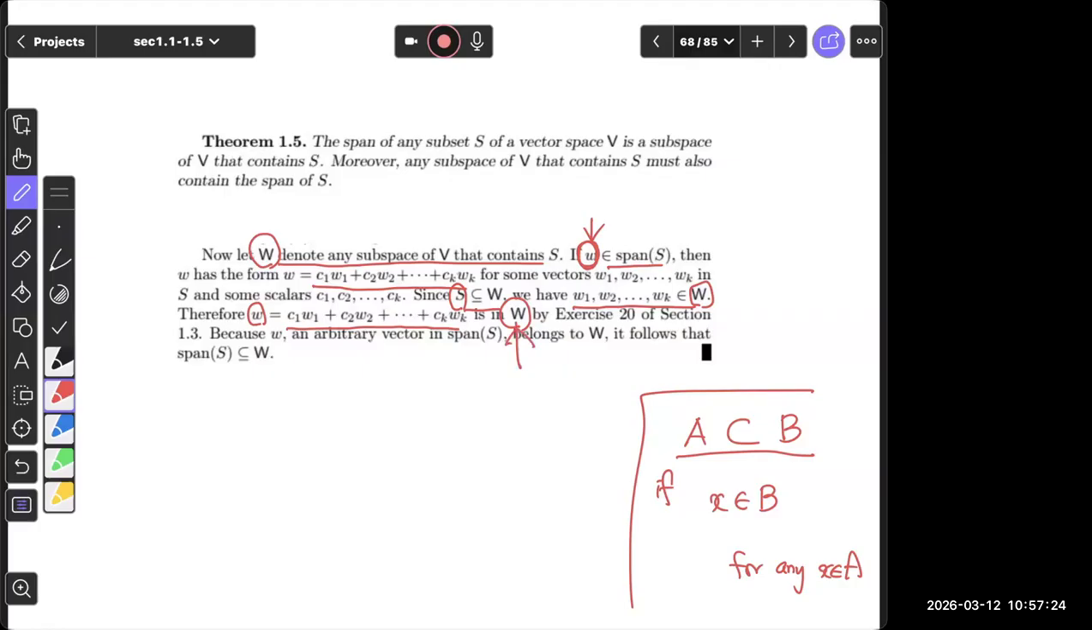So that means the span of S will be included in any arbitrary subspace of V containing S. In other words, the span of S is, in some sense, the smallest subspace of V that contains S. So that's what we can tell.